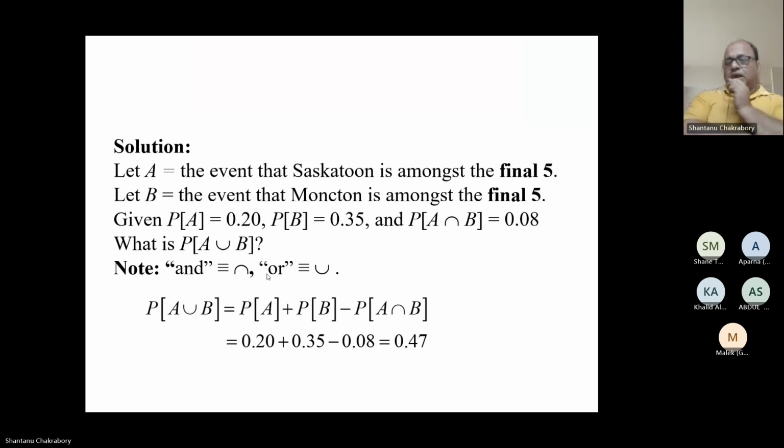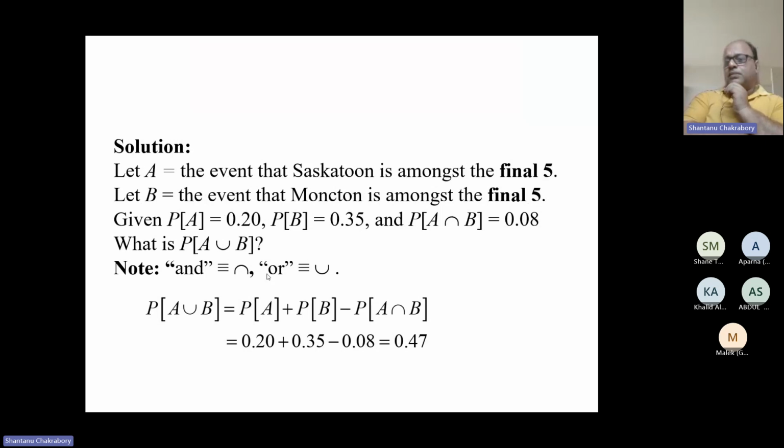this probability? Let A be the event that Saskatoon, the first city, is among the final 5. Let B be the event that Moncton, the second city, is among the final 5. The probability of the first city being in the final 5 is 20%, which can be represented as 0.20. The probability of the second city being among the final 5 is 35%, represented as 0.35. The probability of both cities, A and B, being among the top 5, that is their intersection, is 8%, or 0.08.